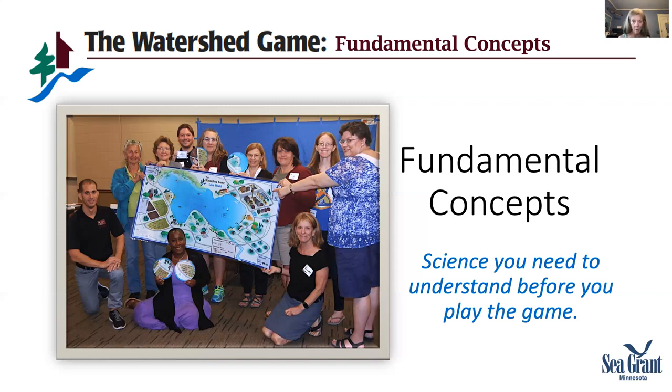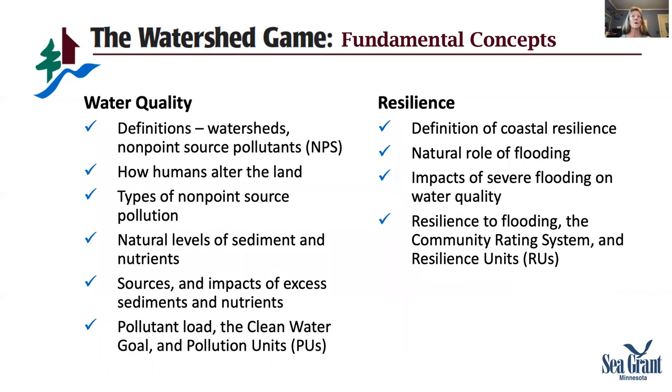As soon as I figure out how. There we go. All right, so this is some of the stuff that we'll be covering. Two basic topics. One is water quality. The second one is resilience. Under water quality, we definitely need the kids especially to understand what is a watershed, what are non-point source pollutants, how do humans alter the land, what are some types of non-point source pollution, and what about the ones that we're looking at specifically in the game? We'll talk a little bit about natural levels of sediment and nutrients, some of the sources and impacts of excess sediment and nutrients. And then we'll talk about pollutant loads, the clean water goal, and pollution units, which is the way we track numbers for pollution in the game.